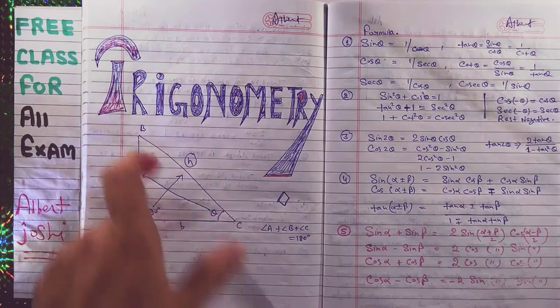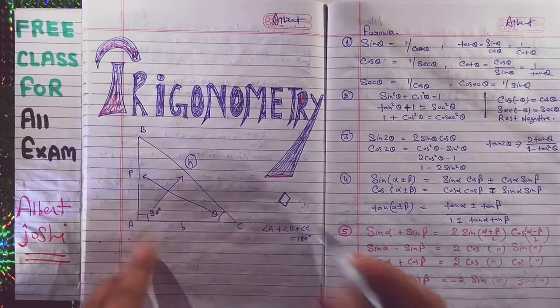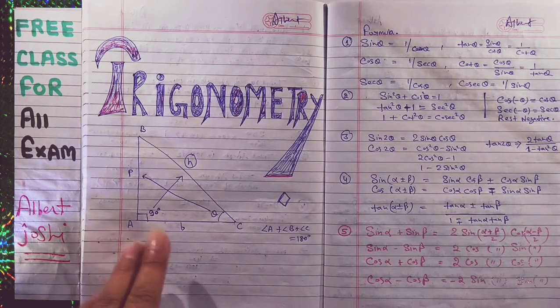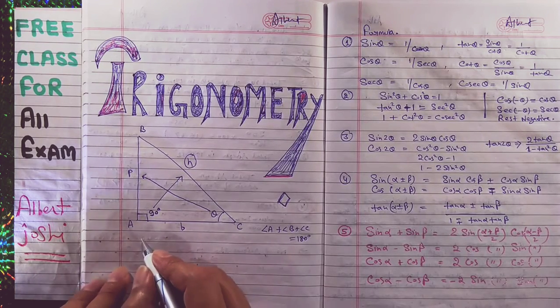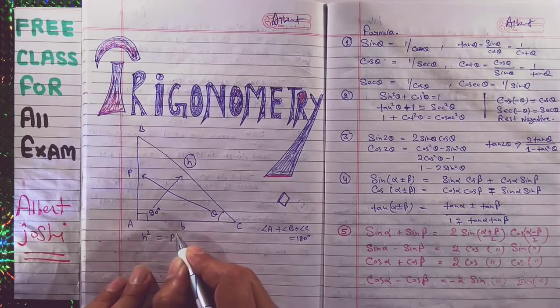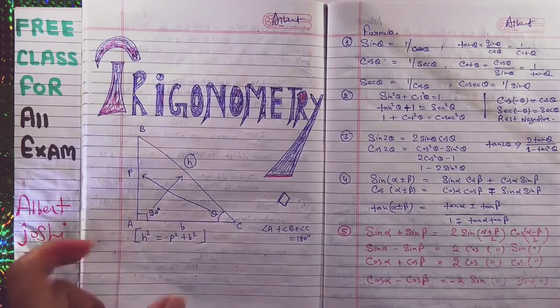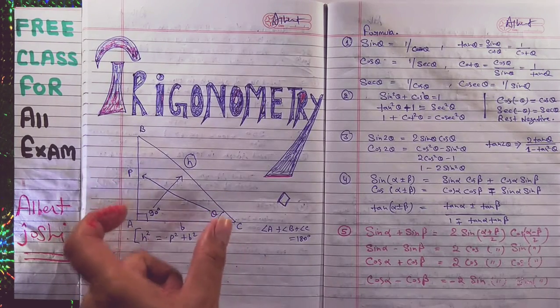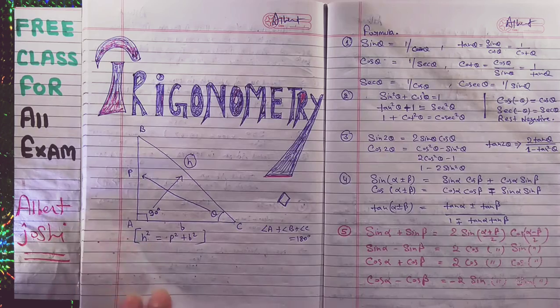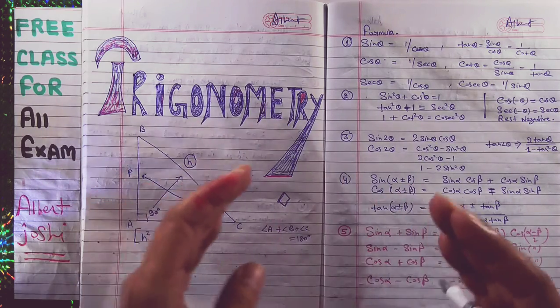But the hypotenuse works only when the angle is 90 degrees. Now the second formula is h square is equal to p square plus b square. This is the second formula. For such a right angle triangle, you have to use some trigonometric functions. So what are the trigonometric functions?